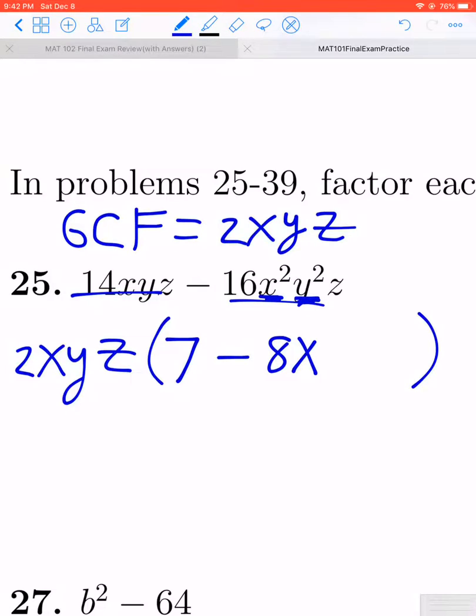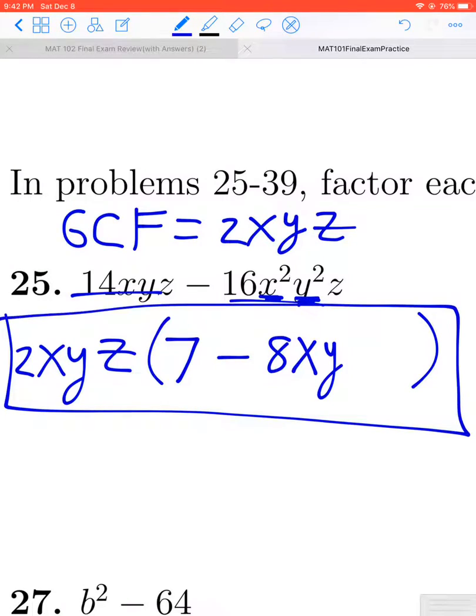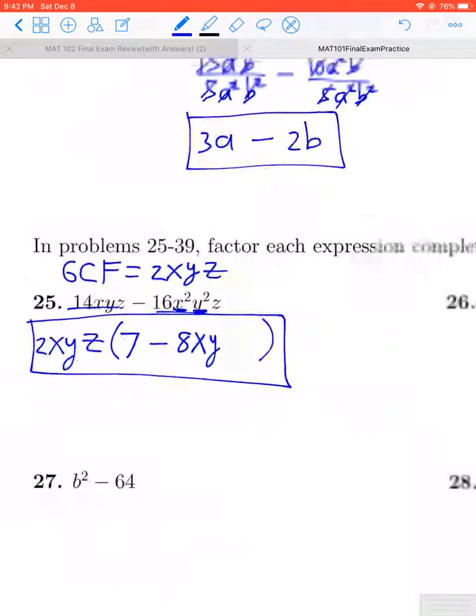Similarly, I had 2 powers of y. If you're pulling 1 to the outside, you'll still have 1 power of y left with this. And then you pulled out the z that was with it. And so that should be your final answer: 2xyz times the quantity 7 minus 8xy. If you're unsure of yourself, you can always redistribute it to check your answer, but that is correct.